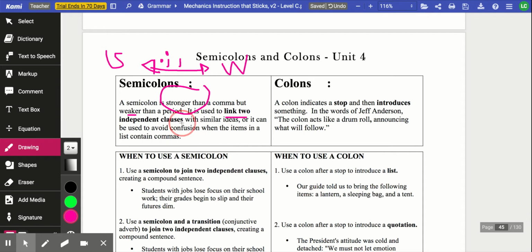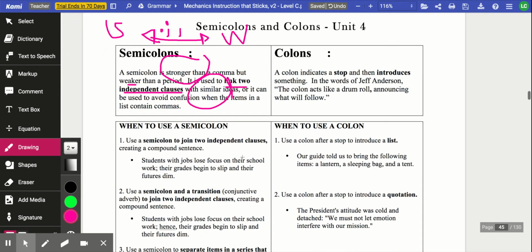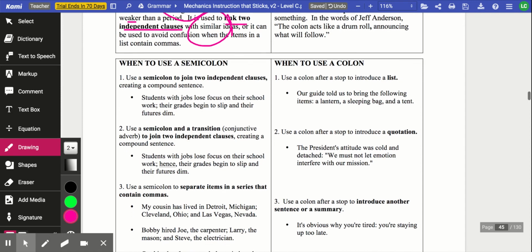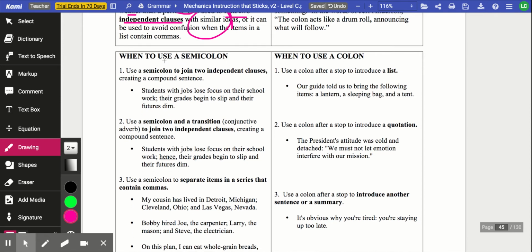It links two ICs with similar ideas, okay? It can also be used to avoid confusion when items in a list contain commas. And we'll look more specifically at that in a moment. So, when can we use a semicolon to join two ICs to create a compound sentence?